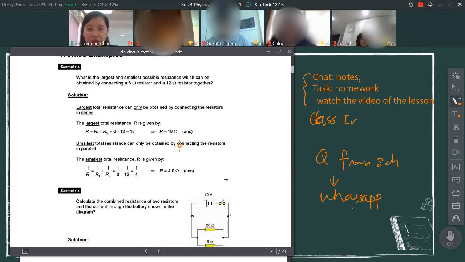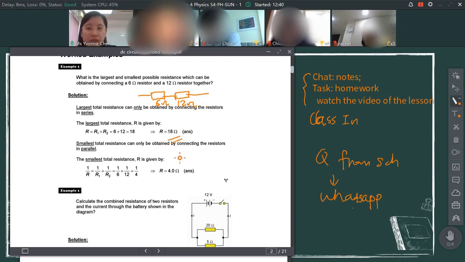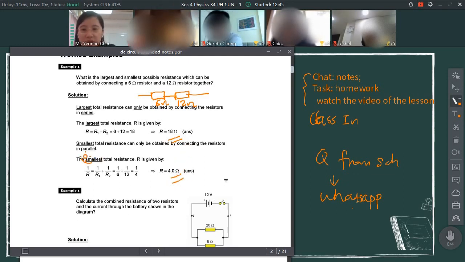Let's look at this question. Let's come back to the lesson. For the working, you may want to consider whether they are connected in series or in parallel. If we have 6 ohm and 12 ohm connected in series, the effective resistance is 18 ohm. If we connect them in parallel, it's 4.0 ohm. So the smallest total resistance is 4.0 ohm, and the largest total resistance is 18 ohm.